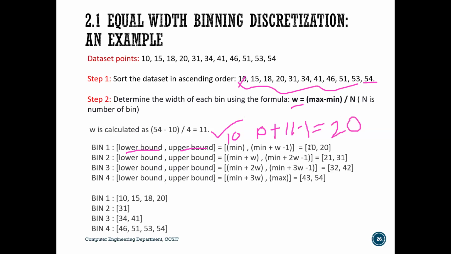So you can see that the minimum range is 10 and the maximum range is 20 for bin 1. I hope it's clear. That means in bin 1, the values will lie from 10 to 20, and these four values will lie in bin 1. Similarly, in bin 2 the values will be 21 to 31, in bin 3, 32 to 42, and in bin 4, 43 to 54. In such a way, you can make the number of bins.